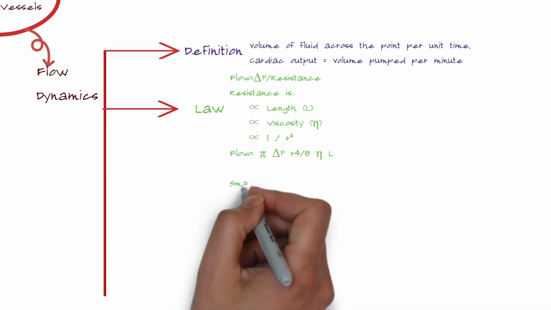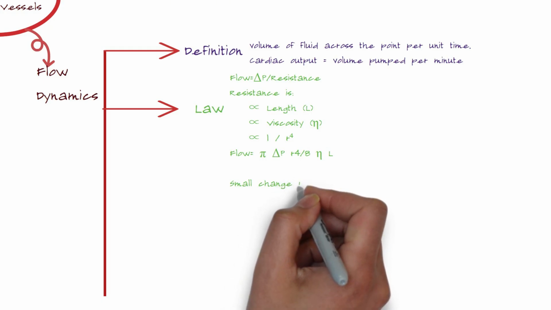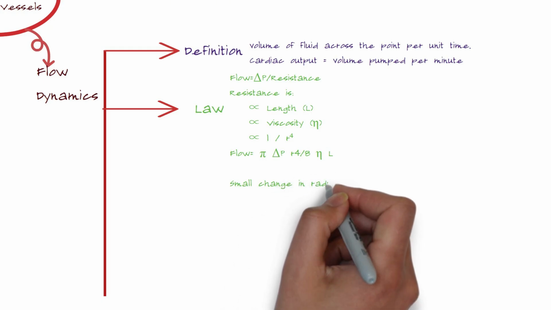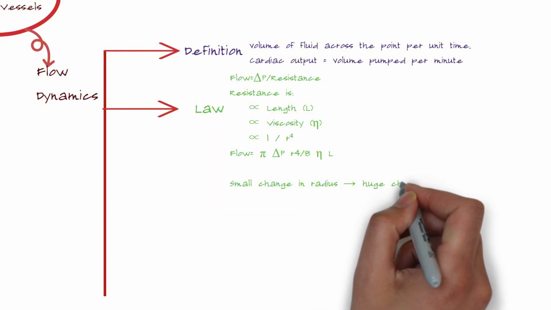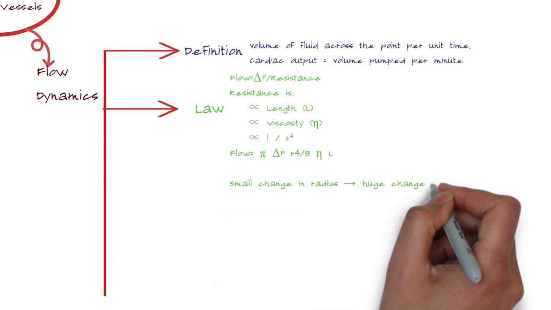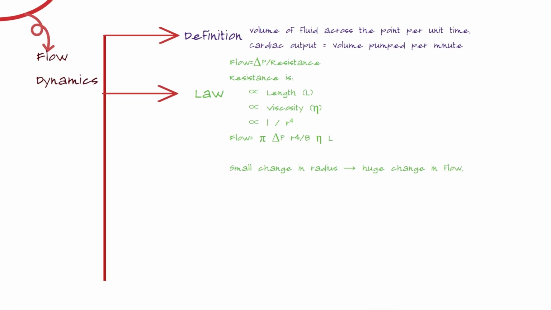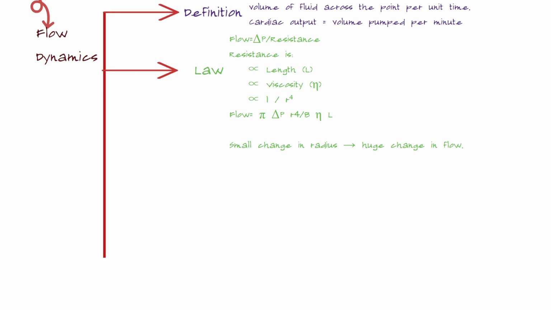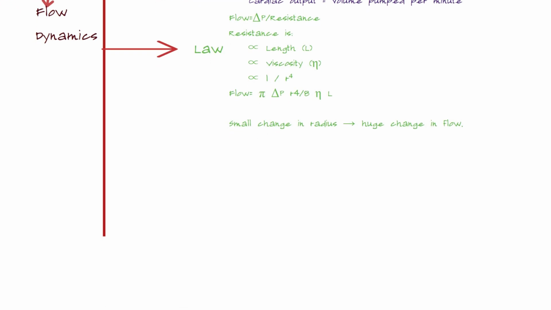However, the most important variable here is the radius, because it is so powerful, and also it is the main factor that the body can primarily regulate to maintain the flow. So constriction causes a dramatic drop in the flow, while dilatation causes a dramatic increase in the flow.